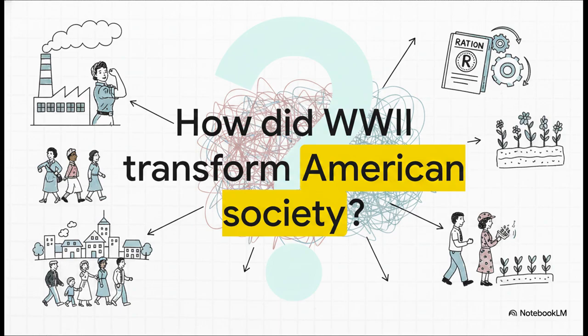And our second essential question, how did the Second World War transform American society? This shifts our focus to the incredible, messy, and complex changes happening right here on the domestic home front. Because war doesn't just happen on the battlefield, right? It completely rewires life for the everyday civilian.